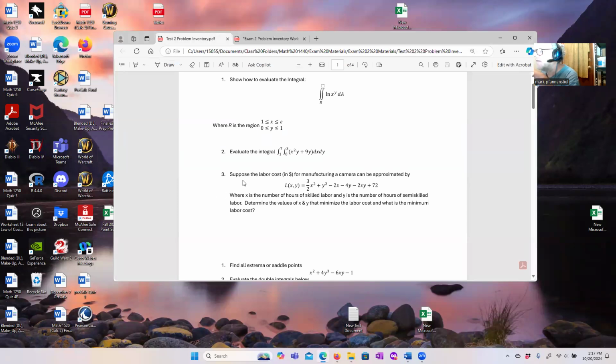So we're looking at problem number 3. Suppose the labor cost in dollars for manufacturing a camera can be approximated by this function: 3 halves x squared plus y squared minus 2x minus 2y minus 2xy plus 72. Okay, that's my labor cost. X is the number of hours of skilled labor. Y is the number of hours of semi-skilled labor. Determine values of X and Y that minimize the labor costs. And what is the minimum labor cost?